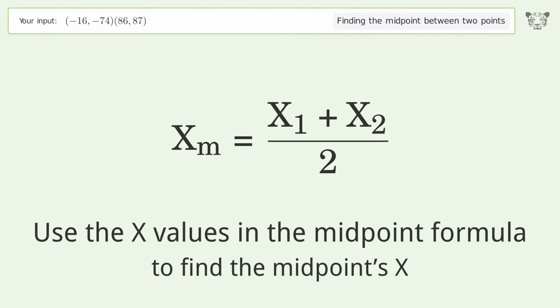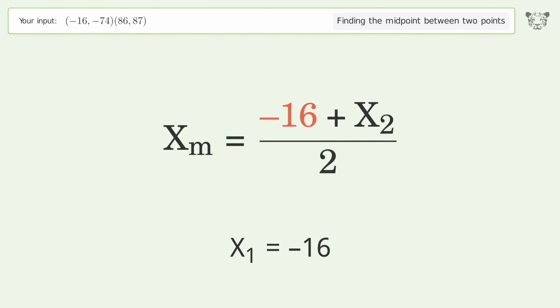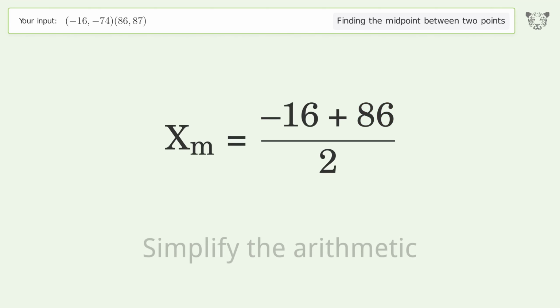Use the x values in the midpoint formula to find the midpoint's x. x1 equals -16. x2 equals 86. Simplify the arithmetic.